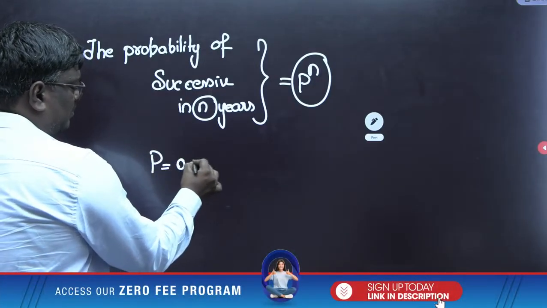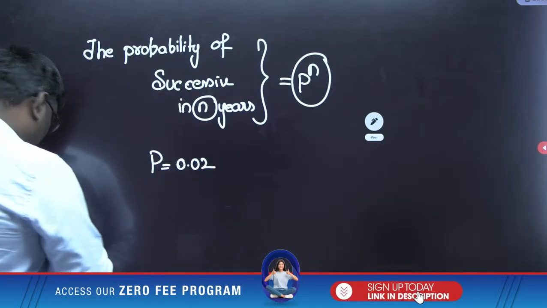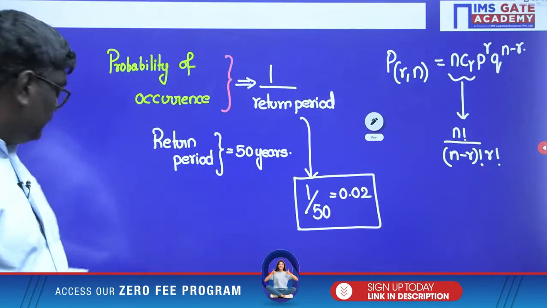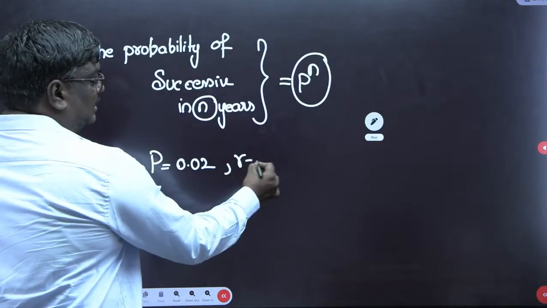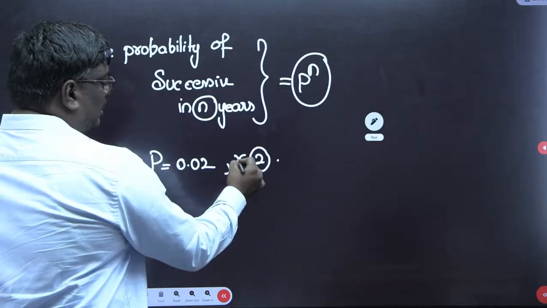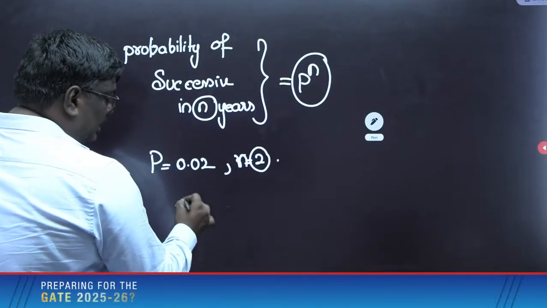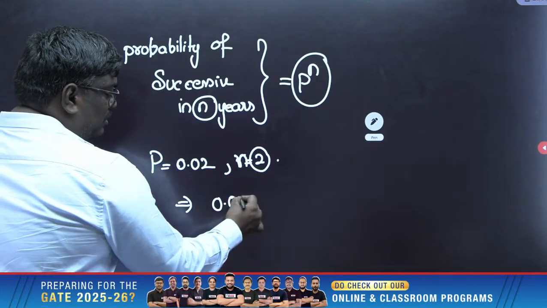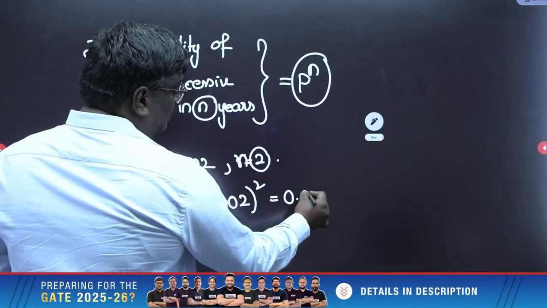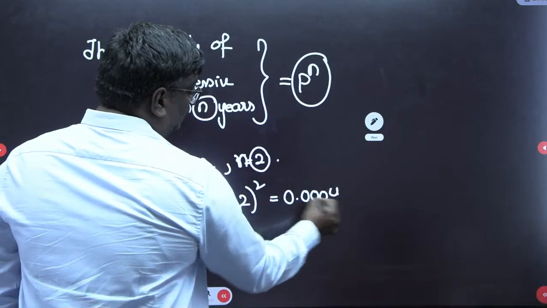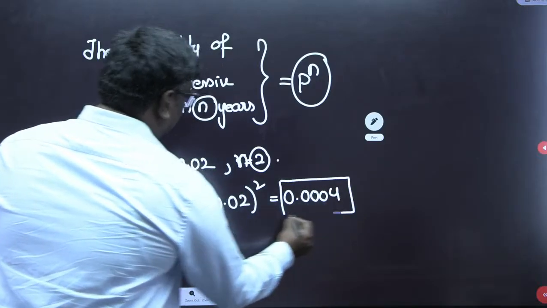1 by 50 is how much? 0.02, right? We got the value of the probability of success as 0.02. And they are asking for r successive years, which is nothing but 2, or r, or n. So here it will be equal to 0.02 whole square, and this value will be equal to 0.004. So this is the right answer.